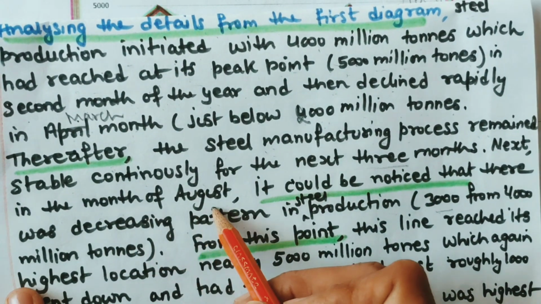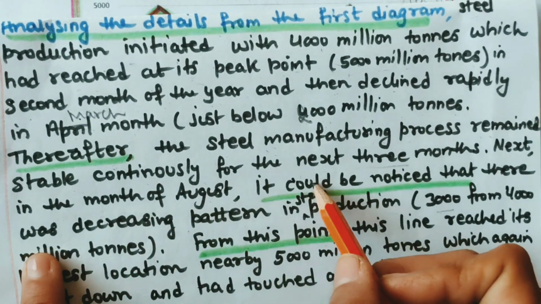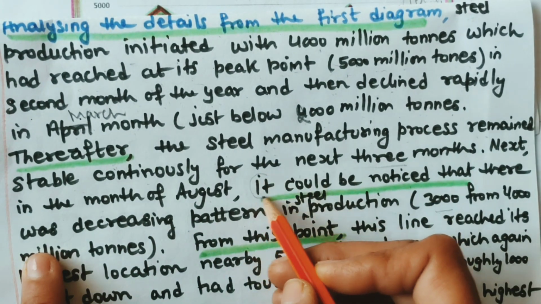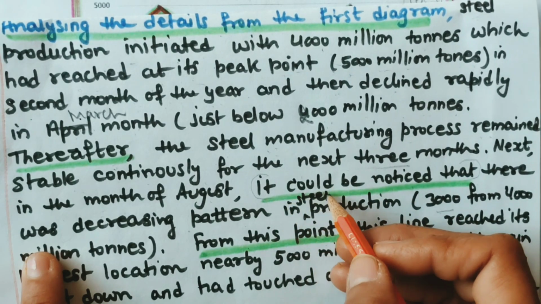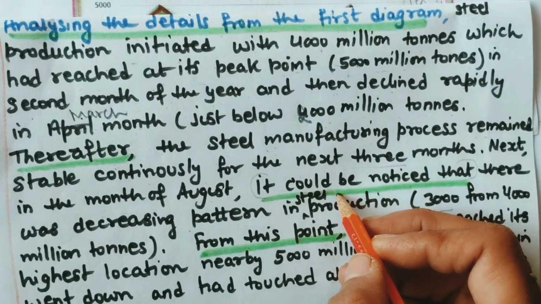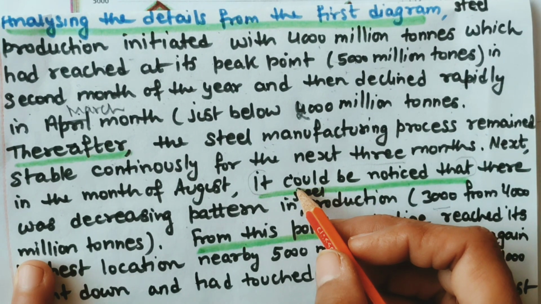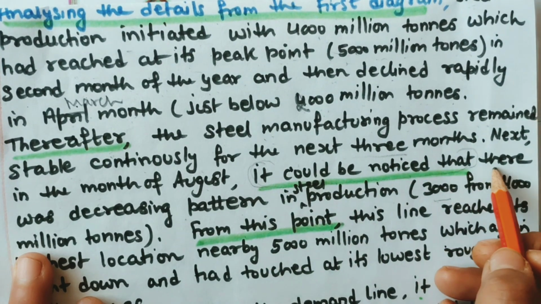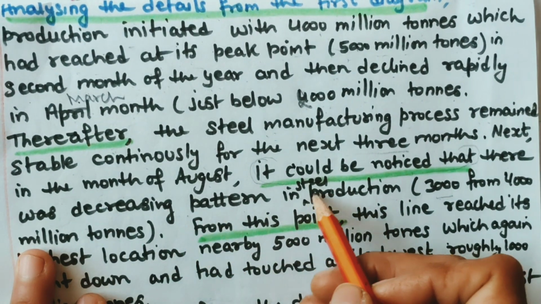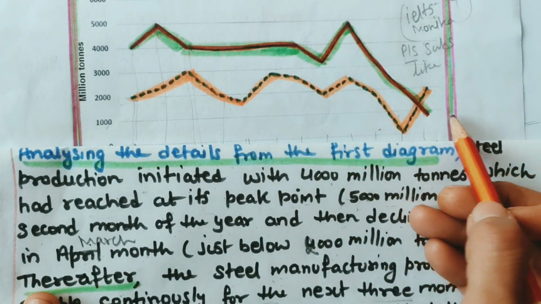"Next, in the month" means I'm going to talk about another thing. Next, in the month of August, it could be noticed. Again, this is also ready-made language, ready-made words. You can use it if your word count is going down. If your words are exceeding, like 200 or 230, then you can remove these lines. It could be noticed that there was a decreasing pattern in steel industries. See this, there was a decreasing pattern.